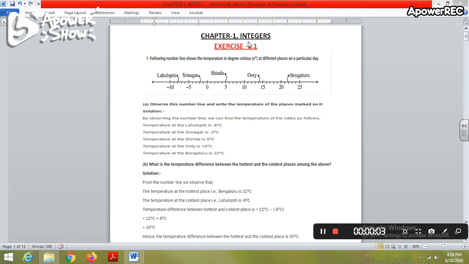Chapter 1 Integers Exercise 1.1. In this session, we are going to discuss some of the questions of exercise 1.1.